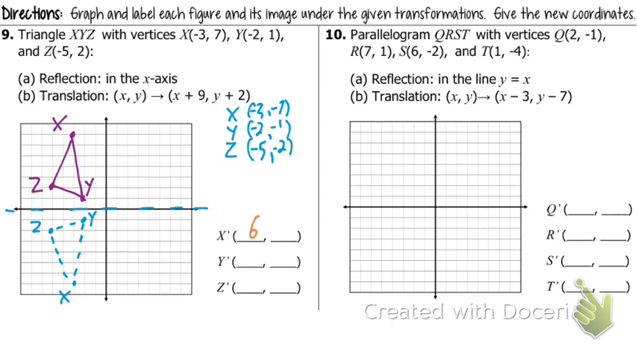-2 becomes 7. -5 becomes 4. So those are the x values for my new points. My final ones. What do I do with the y values? Add 2. So -7 becomes -5, -1 becomes 1, and -2 becomes 0. So these are my new prime coordinates, my new coordinates.